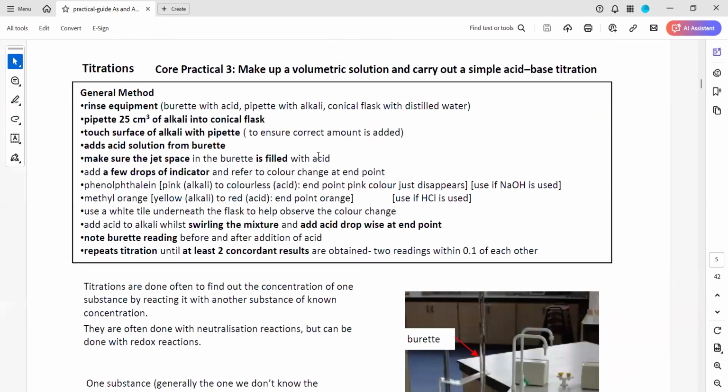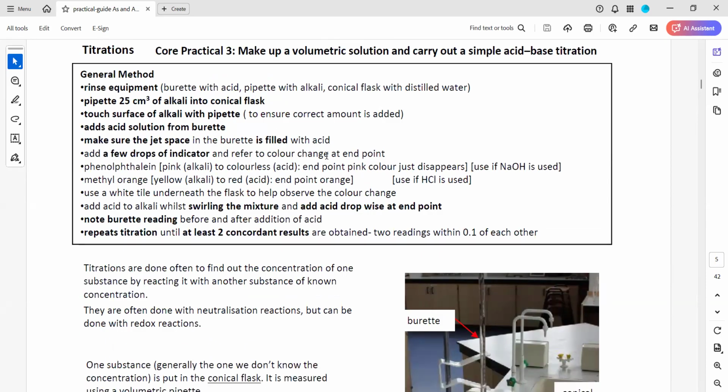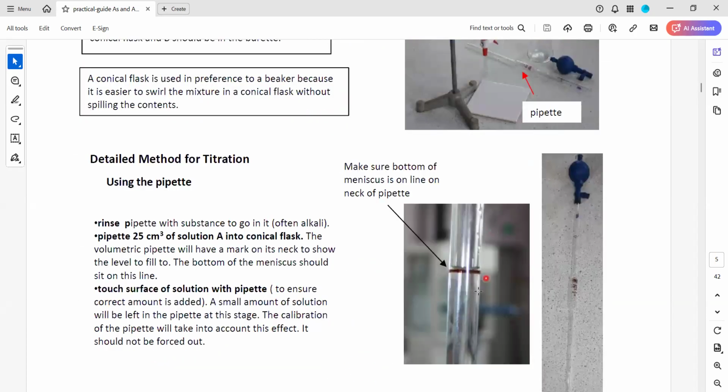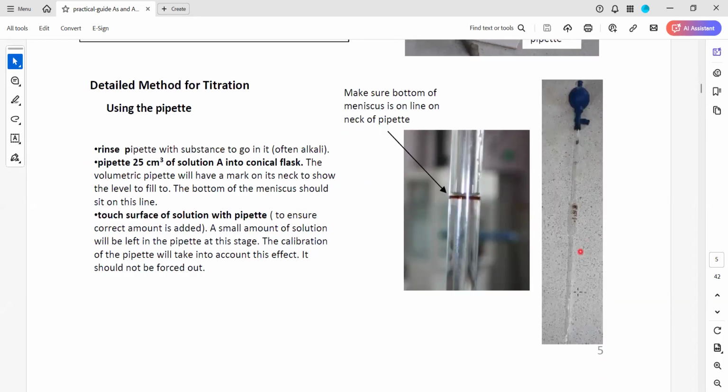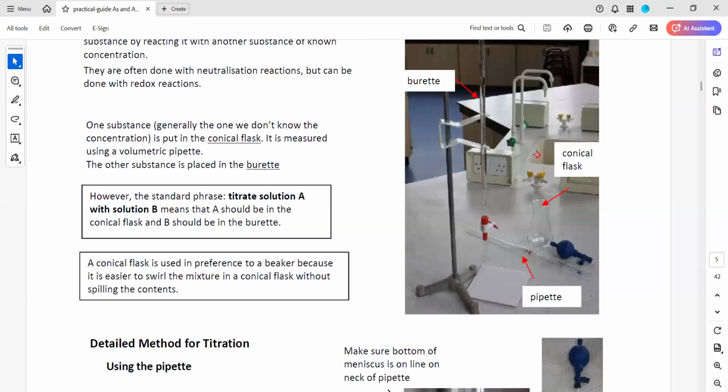So the core practical: make a volumetric solution and carry out a simple acid-base titration. First, we rinsed the equipment, normally a burette with acid, a pipette with an alkali, and a conical flask with distilled water. Then pipette 25 cm cube of alkali into a conical flask. You can see here a pipette filler is attached. So we pipette out 25 cm cube and transfer that into a conical flask.